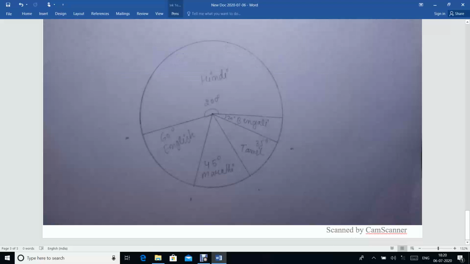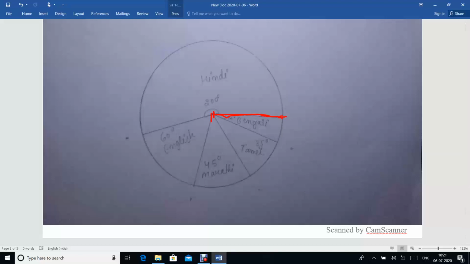To make a pie chart, firstly you have to open your compass with some fixed radius and draw a circle. After that, if this is the center point, you have to put the needle of your compass at the center point and draw the circle. Now this is the center point. Then you have to draw a line from the center point to the circle.